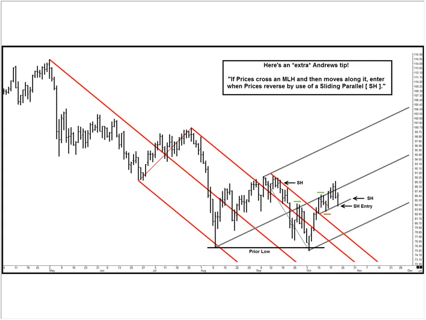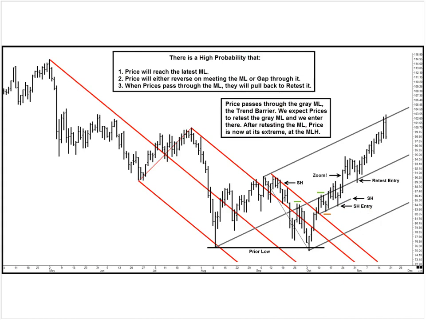Price comes up to the median line again. We're hoping for another pullback. Sometimes we get it, sometimes we don't, but if we do get it, we can get long at this sliding parallel, put our stop underneath this swing low right here. Beautiful minor swing low. Should be buyers now that we've crossed above the trend barrier. Here's a sliding parallel. Here's our entry. Let's see what we get.